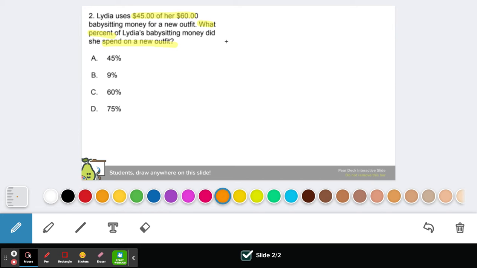So that means I need to set up my parts and my wholes up here. So I have my part, P-A-R-T, and my total. And because they're talking about percents, I need to set up my proportion. I know percents are always out of 100, so I have 100%. Now I need to fill out my part and my whole section.